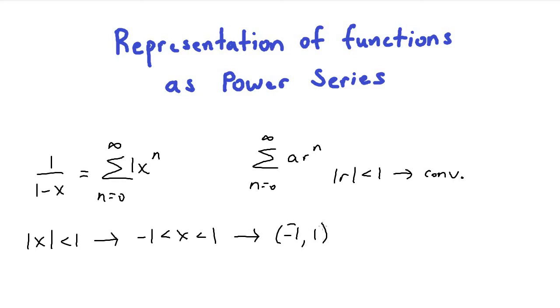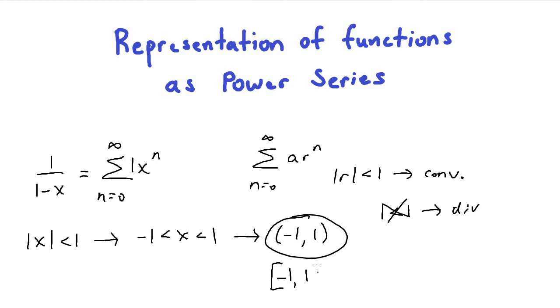Now we can test these endpoints by plugging them in for x, but when we do that, remember we get -1 and 1 to the n power. But since x is equal to r, and the absolute value of r must be less than 1, if we plug in both -1 and 1, the absolute value will obviously be 1. And 1 is not less than 1, which means the series will diverge. So it does not include those endpoints. So we can leave it as it is. And if it did include those endpoints, remember we would have to put closed brackets like so.